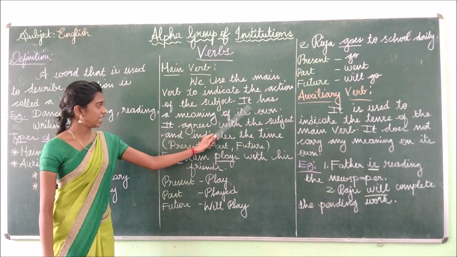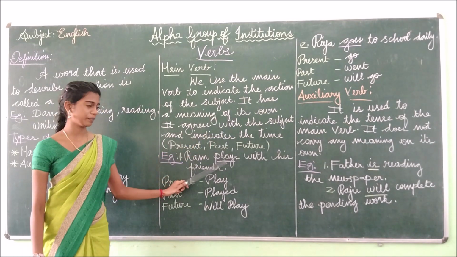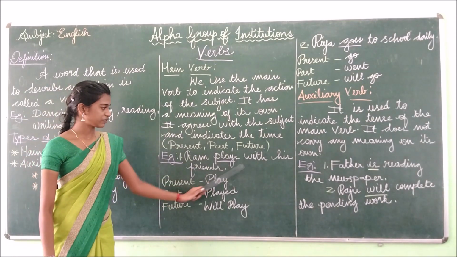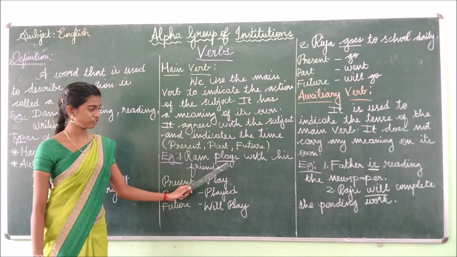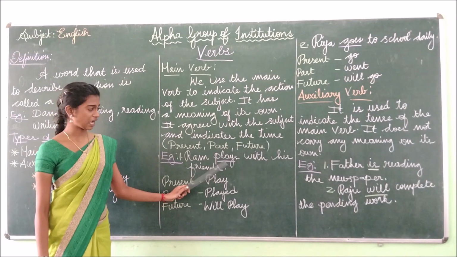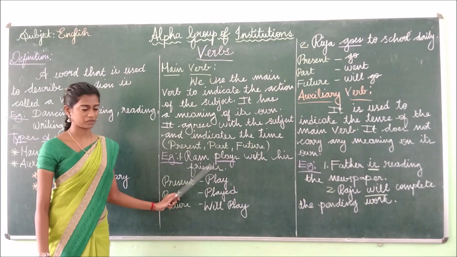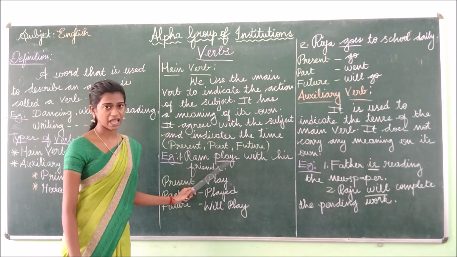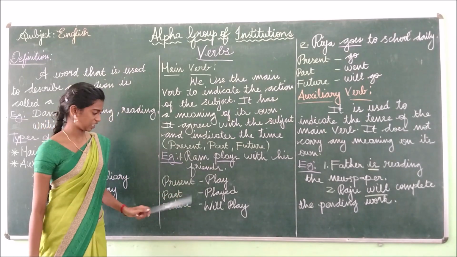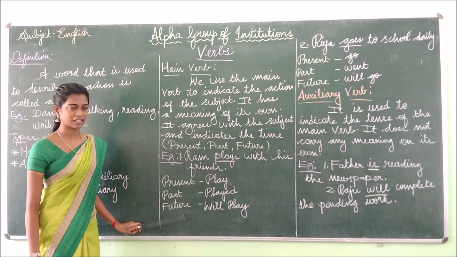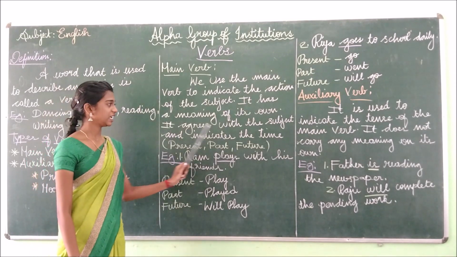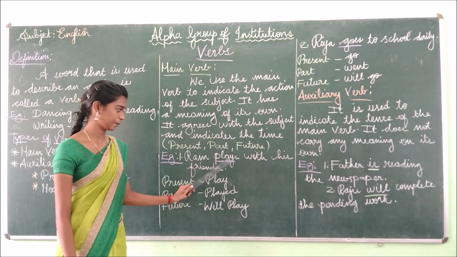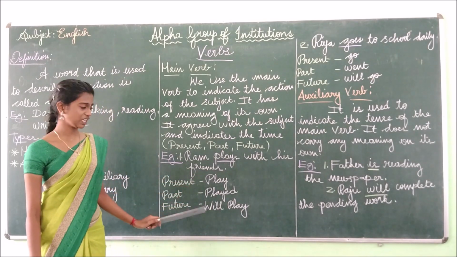We have already read that it has a meaning of its own. Play has some meaning. In Ram plays with his friends, the main verb is plays and it follows the subject Ram. So Ram plays with his friends. And this verb has three tenses: present tense, past tense and future tense. We have seen it agrees with the subject and indicates the time.